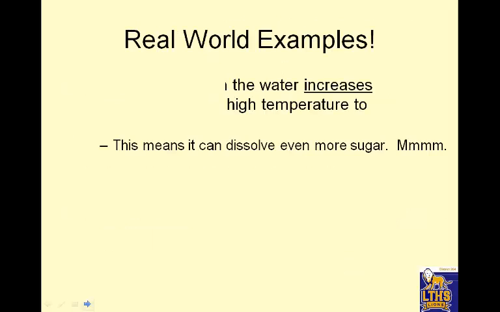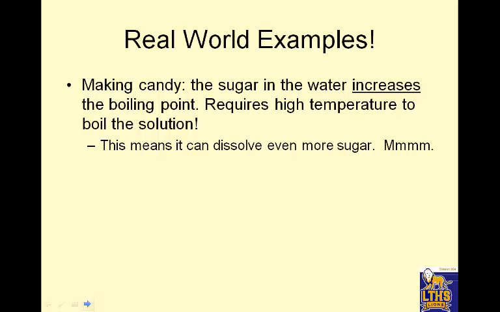Real world examples, hey, we've got a few. Making candy, the sugar and the water. If I make rock candy, the sugar in the water increases the boiling point. So it requires a higher temperature to boil the solution. This means it can dissolve even more sugar. You can dissolve something like 300 grams.